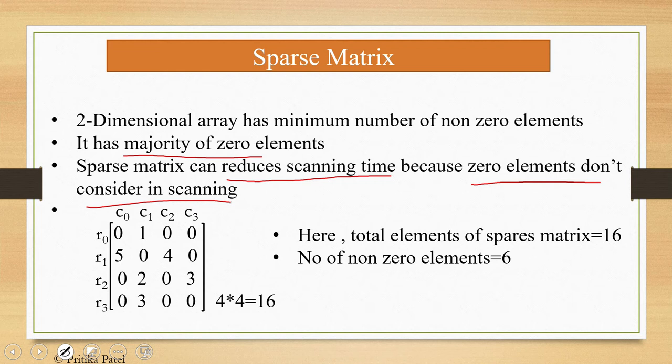Now here one matrix is there. Here row 0, row 1, row 2 and row 3 are there. And here column 0, column 1, column 2 and column 3 are there. And these are the elements of this matrix. So here a 4 cross 4 matrix is there. So this matrix has a total of 16 elements, and the number of non-zero elements is 6: 1, 2, 3, 4, 5 and 6. So this matrix has 6 non-zero elements, right?